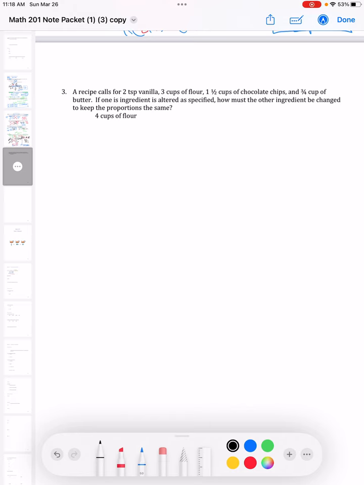So first we're given the ingredients for a recipe. Our recipe calls for vanilla, flour, chocolate chips, and butter. We're told one of these is going to change, and in this problem my flour changes. So I'm going to set up a ratio from the recipe to what it changes to. Again, remember you can set up your ratio a couple different ways and still get the same correct answer.